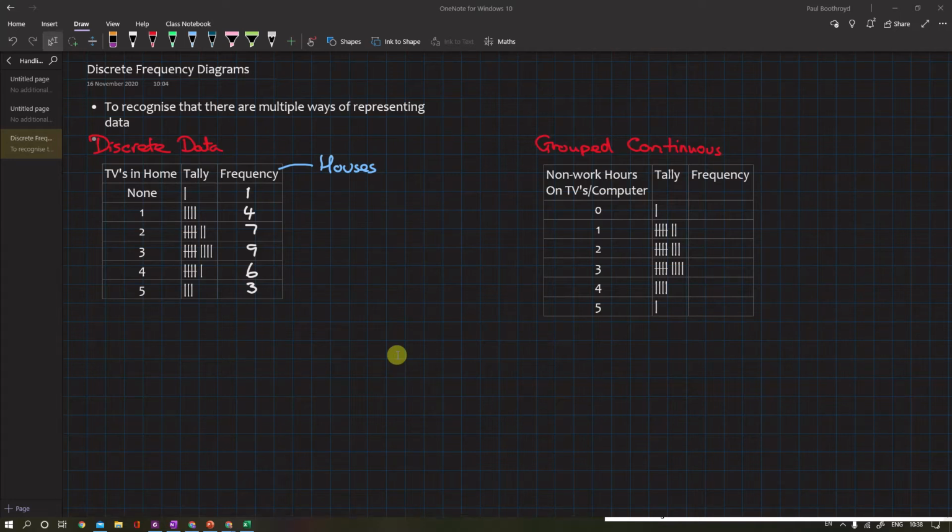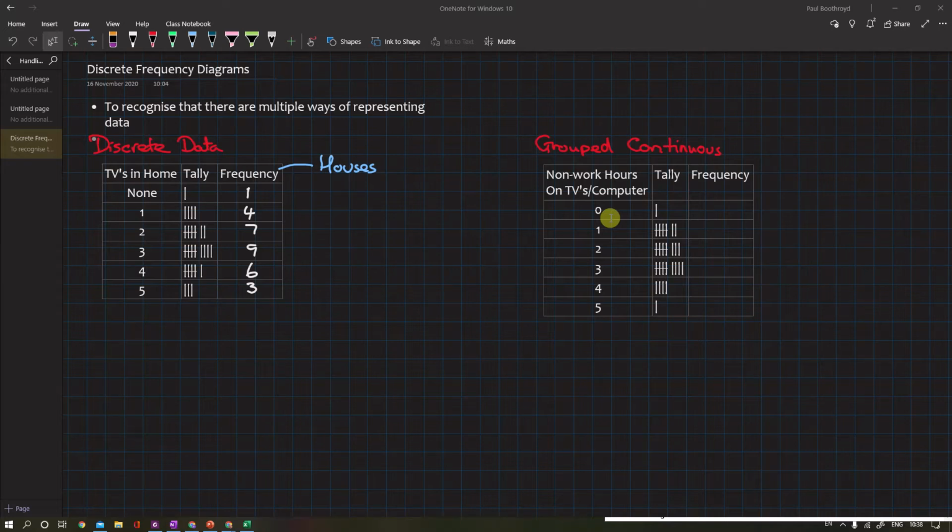You can't have half a house, half a television. So each of these values, you're either in none or you're in one. There's no way to create another group in between them of half a television in a home. As opposed to continuous data, where you could actually measure how much time you're working at a computer or a TV, or how much downtime you do at home.